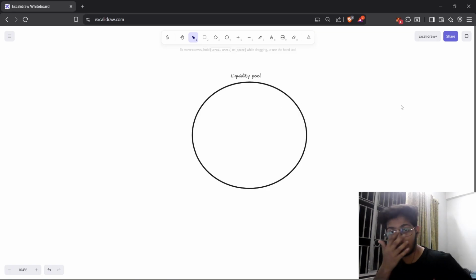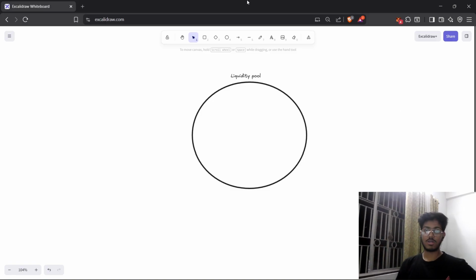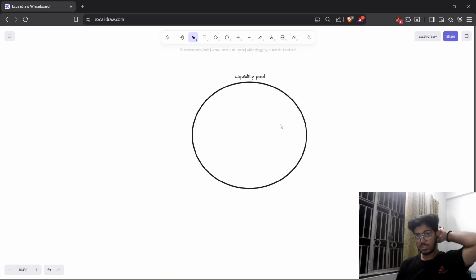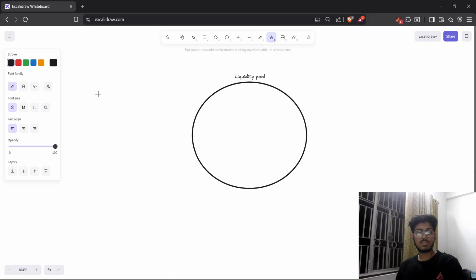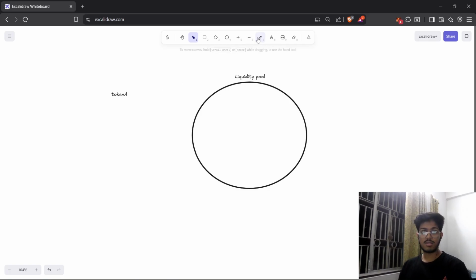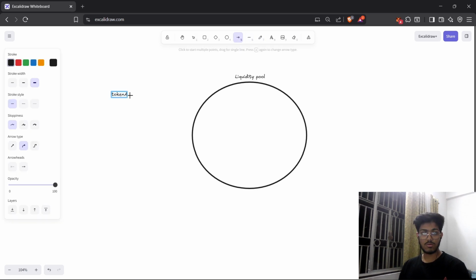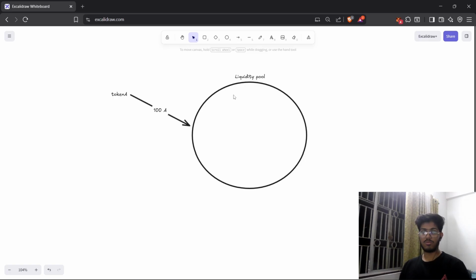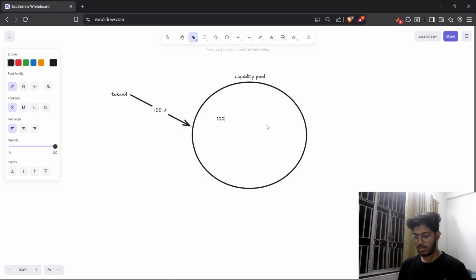Okay, never mind. So yeah, this is a liquidity pool. It contains a lot of tokens or any amount of money in it. Now suppose this is empty right now. Suppose there is this person who has token A. He decides to put a good amount of his tokens in. Suppose 100 A is deposited in the liquidity pool. So now this pool contains 100 A.